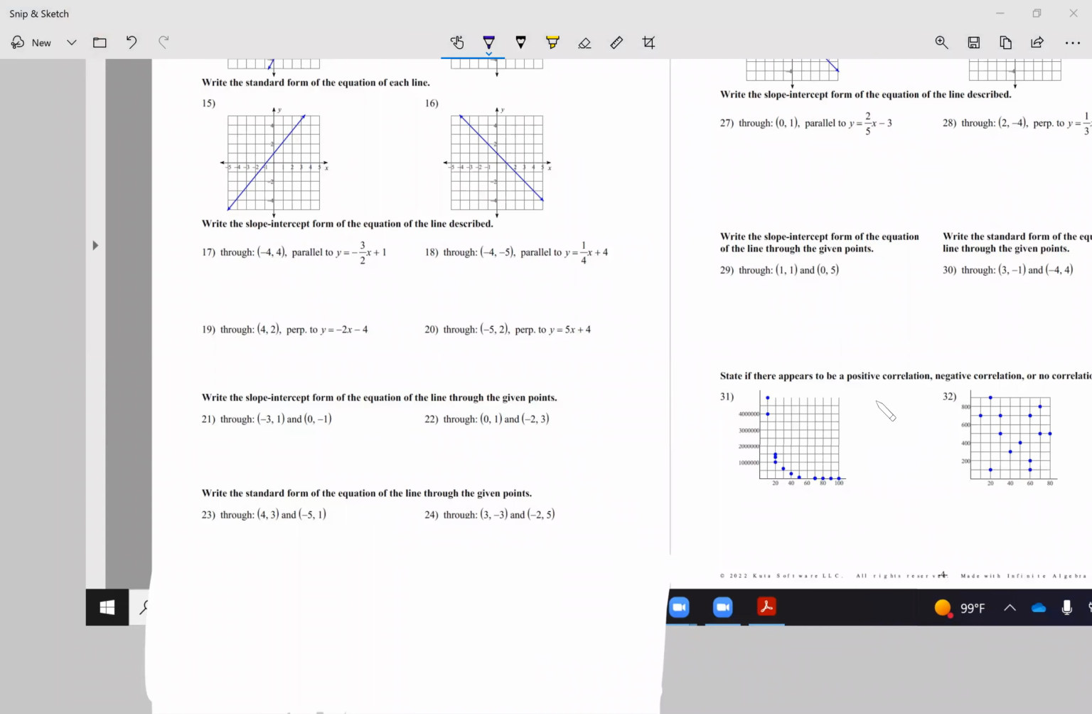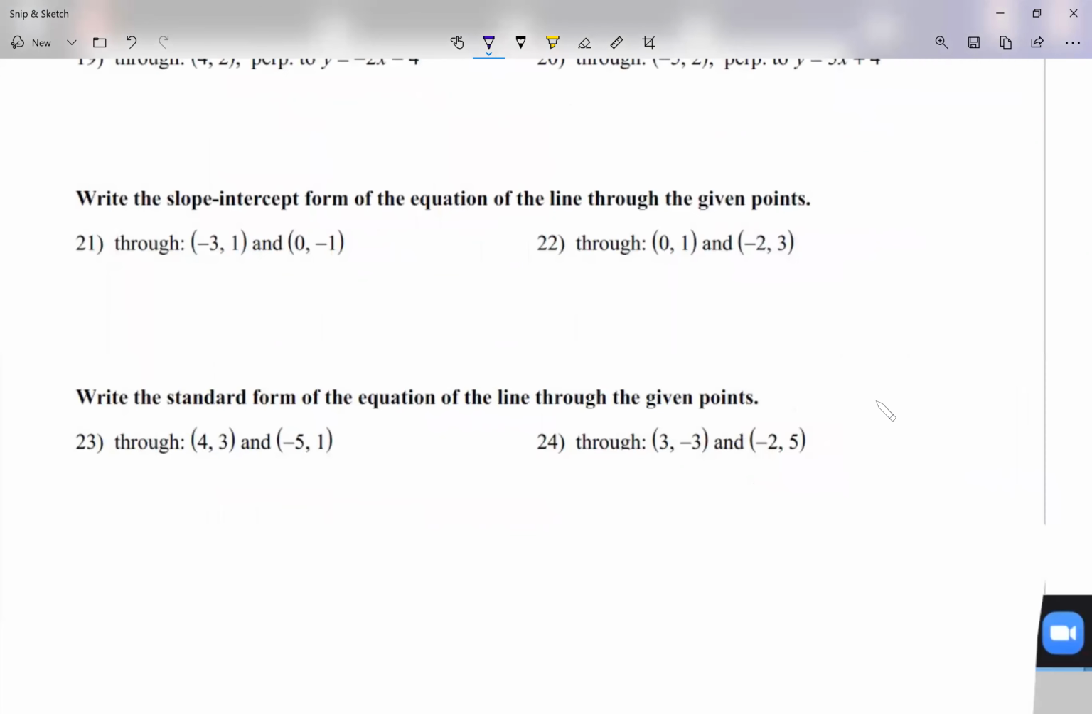Okay, so today we're going to be looking at questions 21 through 24. I'm going to give you guys 2 points. For some questions, I want the slope-intercept form of the equation of the line, and for some other questions, I want the standard form. So make sure you read the instructions.